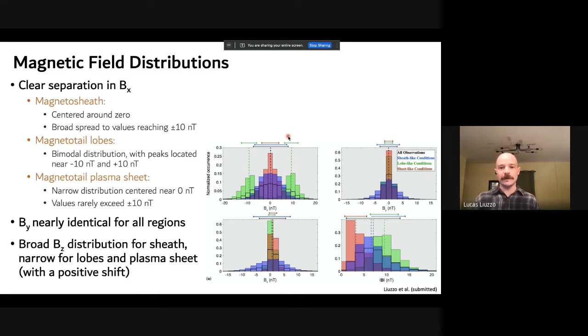We can compare this, especially in BX, to the magnetotail lobe, where again you see this almost bimodal distribution, these two peaks centered at around minus 10 nanotesla, so 10 nanotesla toward tailward fields, or 10 nanotesla earthward fields. And we can even compare that to the magnetotail plasma sheet that again is centered near 0, but is much narrower in distribution. So it is more frequently closer to a value of 0 nanotesla than anything else.